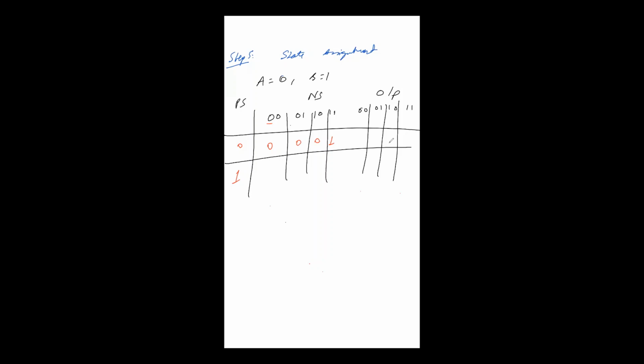Similarly, you can draw for write for this also. I'm writing the output. We have already time. This is the transition and output table that you have to draw. Next, step number 6. In step number 6, you have to choose the flip-flop and form its excitation table.